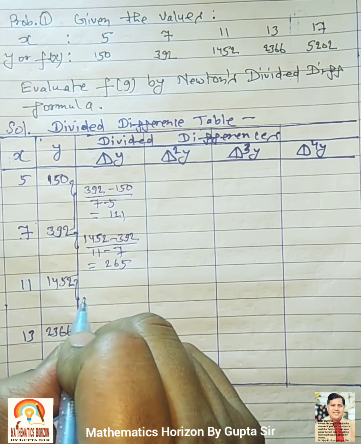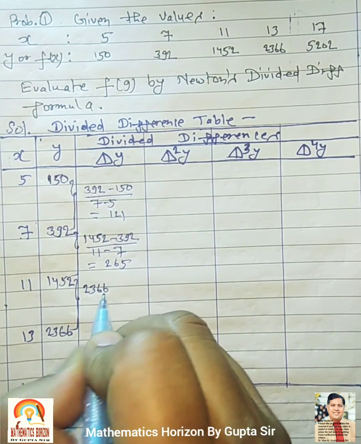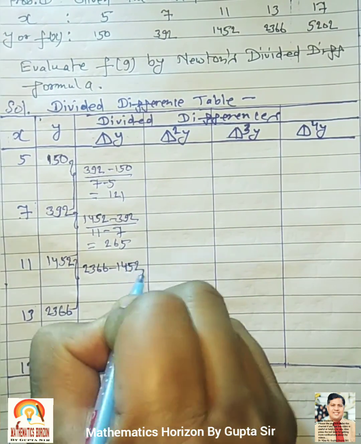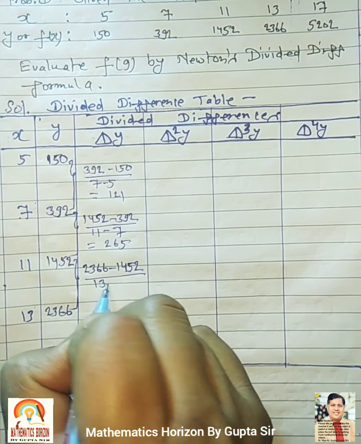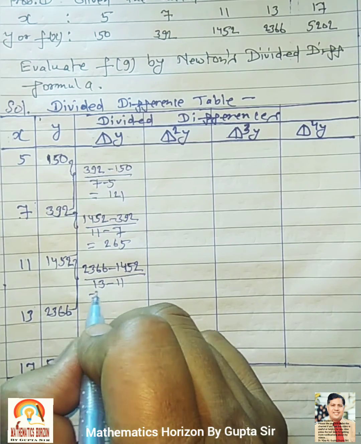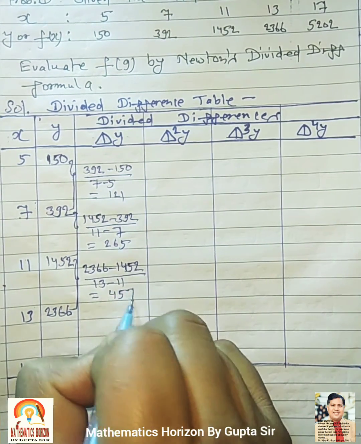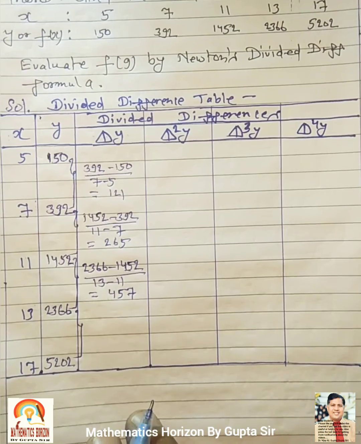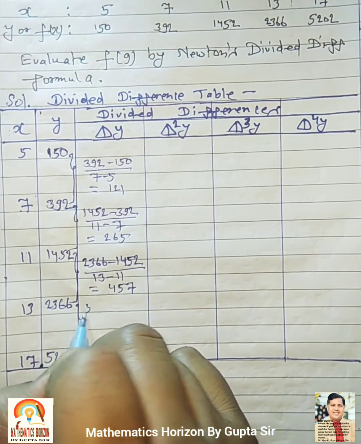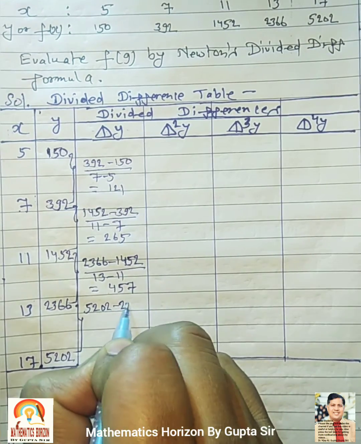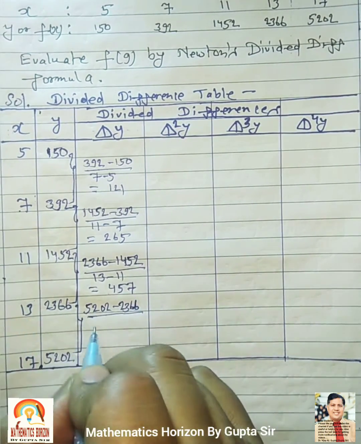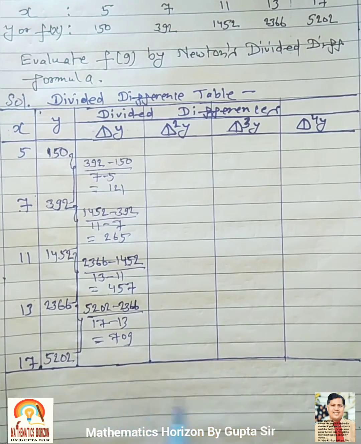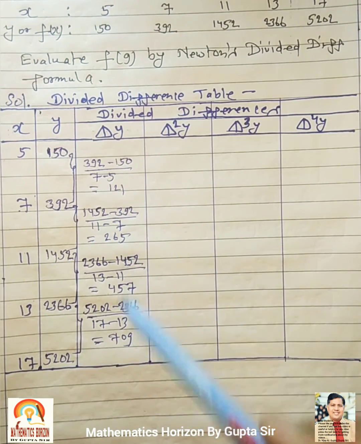Now we find the next divided difference, that is (2366 minus 1452) upon (13 minus 11). On solving this, we get here 457. Now we find the next divided difference, that is (5202 minus 2366) upon (17 minus 13). On solving this, we get here 709. These are the divided differences of first order.